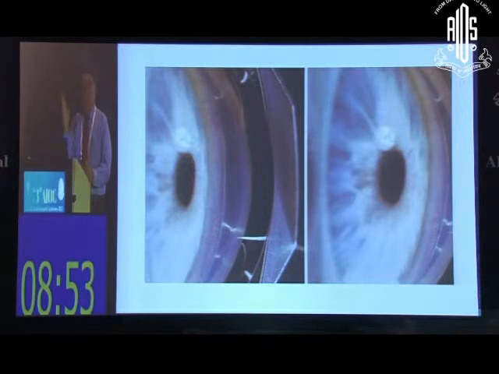This must be done. And the third one is what I told you with the 4-mirror gonioscope. You can indent on the central cornea. The same thing you will see if the angle is open or can be opened.